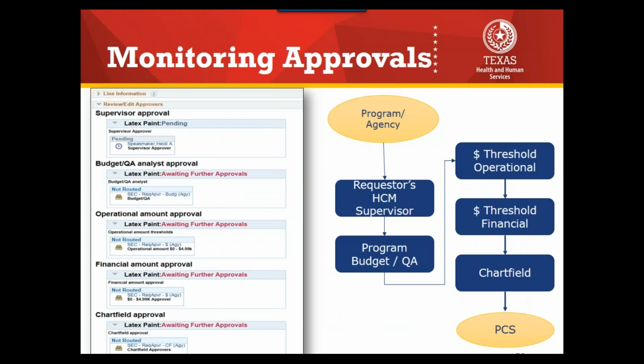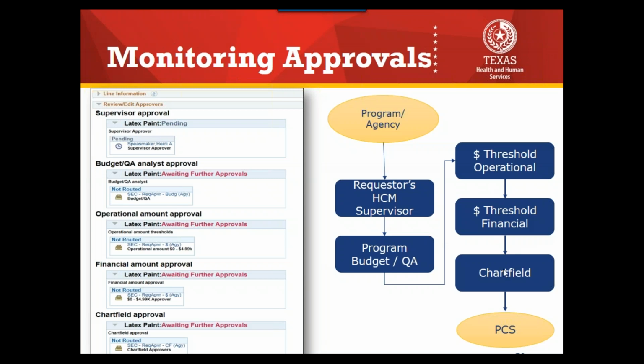Monitoring approvals. So you'll notice in that screen when we click submit, it showed us a list of people here for us to be able to look at. To the right, you'll actually see kind of a flow chart. It's with you, your program agency. It's with your supervisor to approve. It's with program and budget QA to approve. It goes to whoever your department has set as the threshold operational to check it, the threshold financial, then chart field, right? Checking your funding and your accounting. After it's gone through all of those, then it is coming to PCS and a buyer is getting assigned.